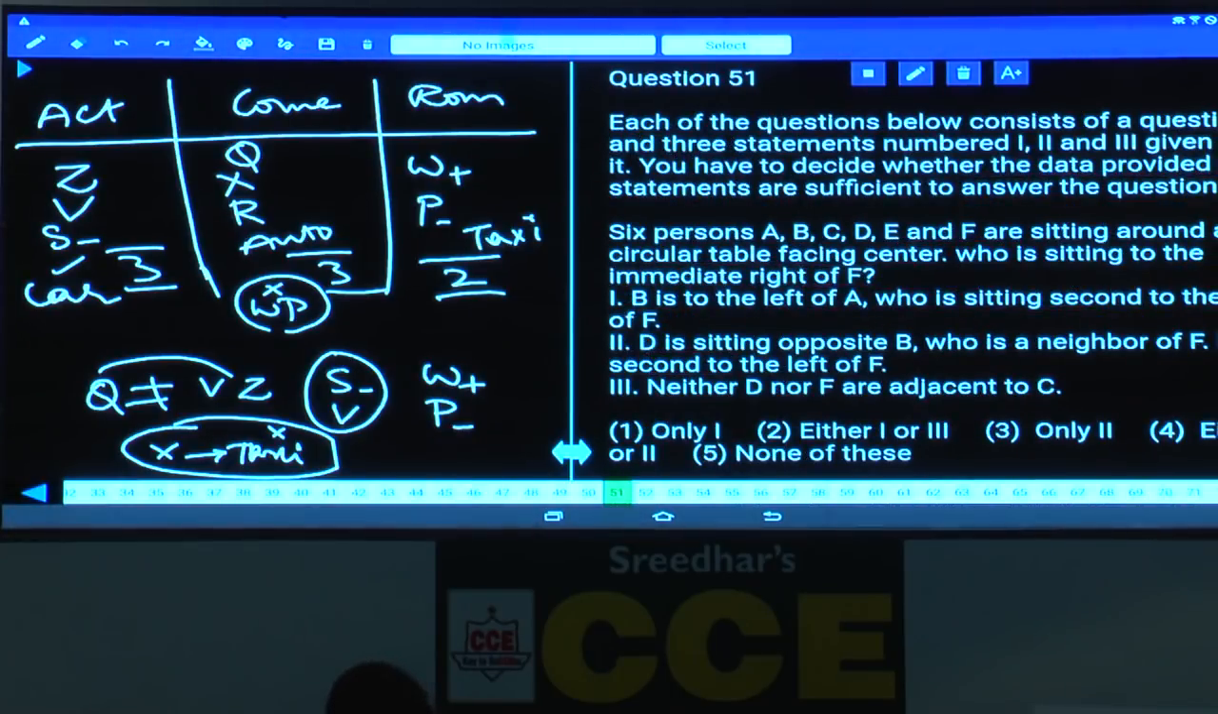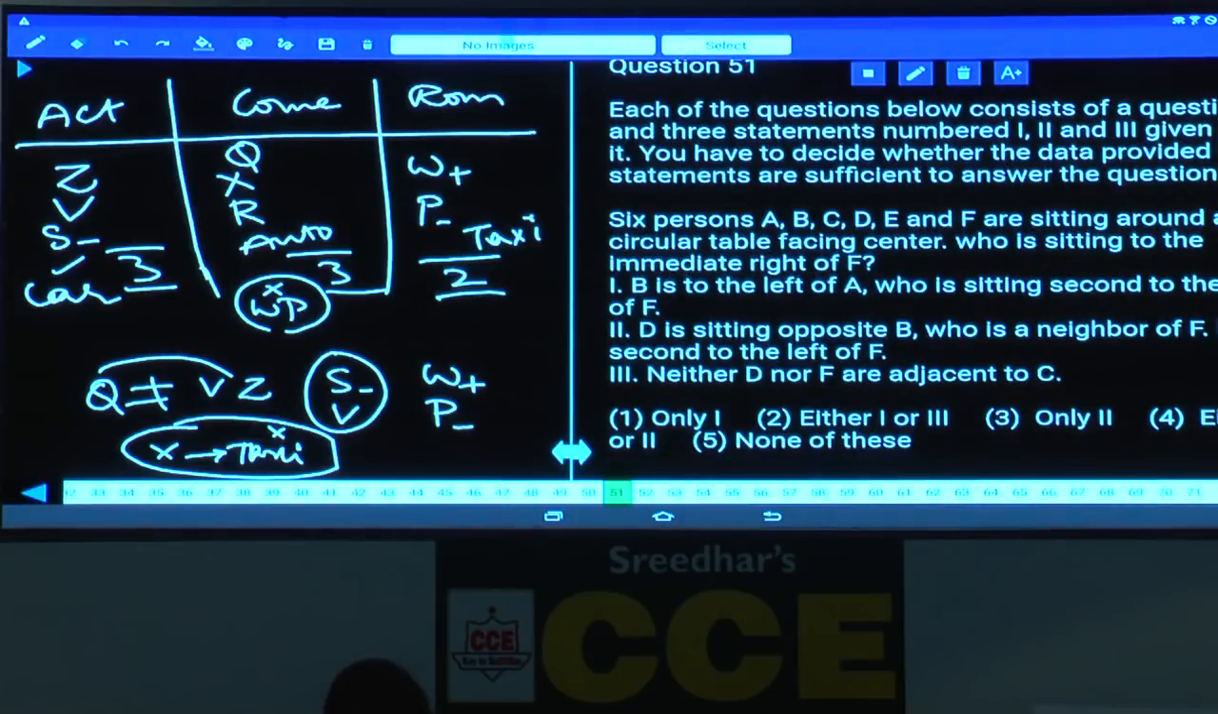Now 51 to 55, these questions are based on data sufficiency, and these data sufficiency questions are based on 3 statements. Whenever 3 statement data sufficiency is there, earlier we had discussed the priority. Yes, what is the priority in which you are supposed to approach? Priority means first we should always take the individual statements. Only 1, only 2, only 3. That should be the first priority, isn't it?